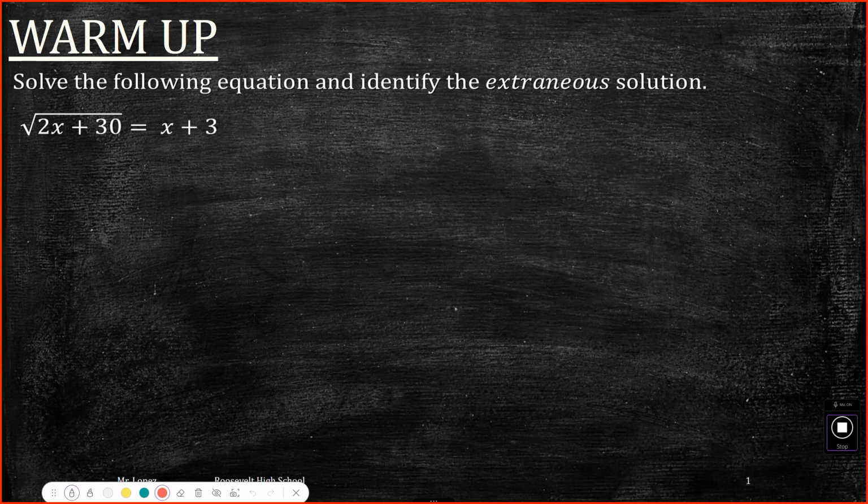Hold it and square it. Let's go ahead and do that. Hold it and square it. So it cancels out over here. So then we're going to have what? 2x plus 30. Now, what is the answer here on the right side?